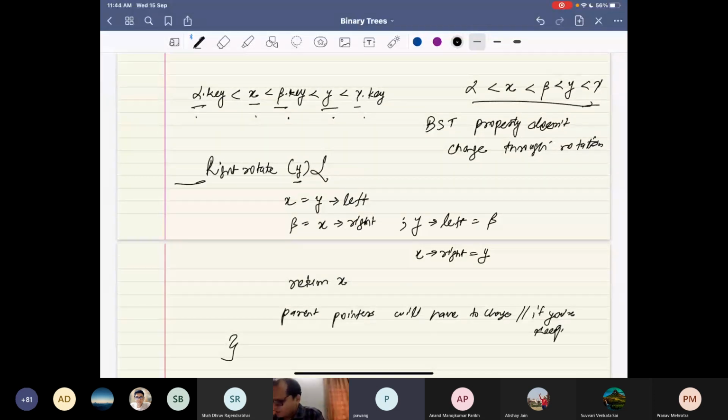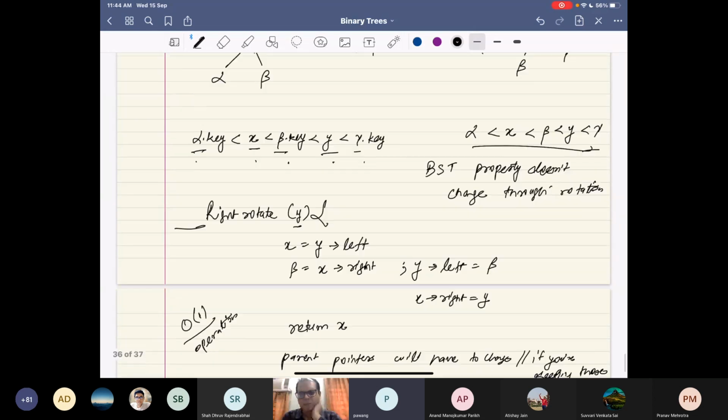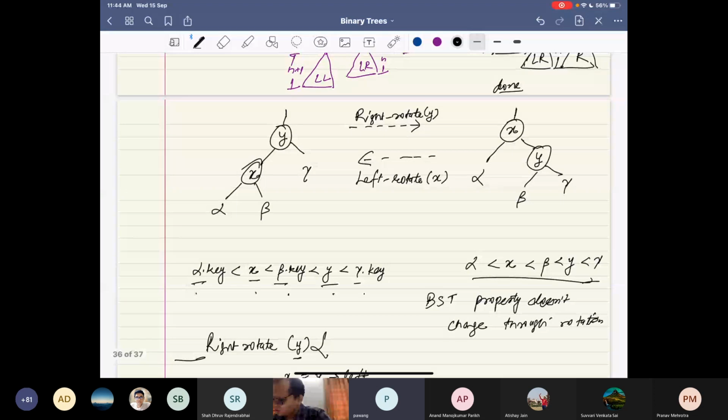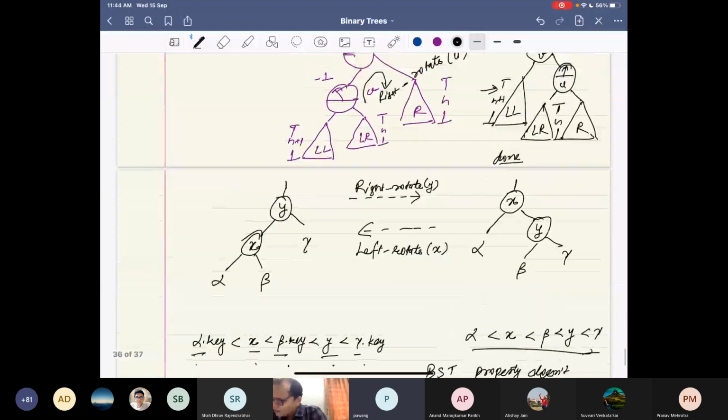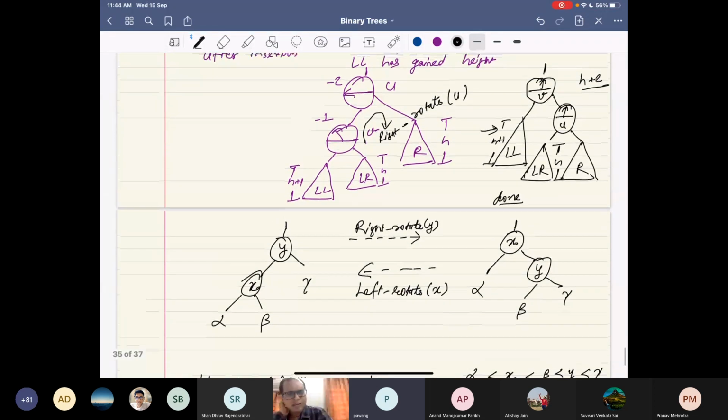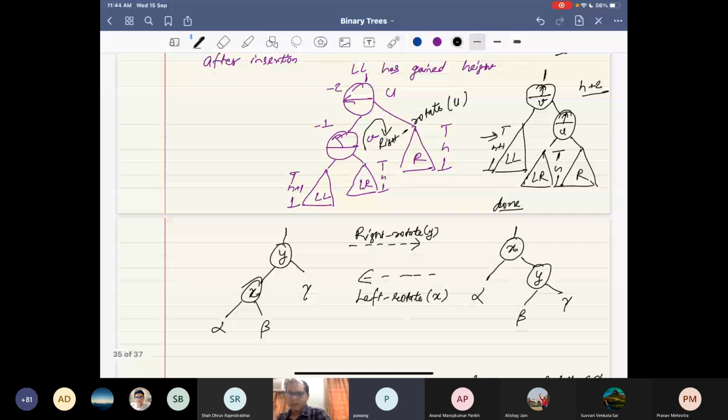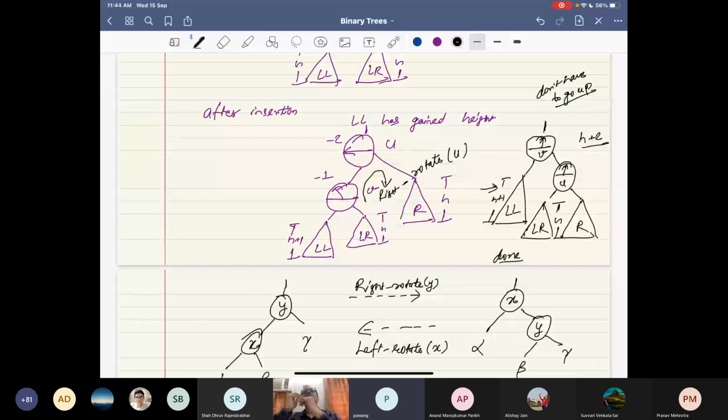So see overall what is there? This is just some constant thing, some order one operation for rotation. Just some order one operation you are doing, and that's all. And then you can maintain the property again. You can maintain the property very well in one rotation. So what happens? You went up, seeing the balance factor. As soon as it becomes -2 or +2, I did a single rotation, and it is maintained. I don't have to go further.